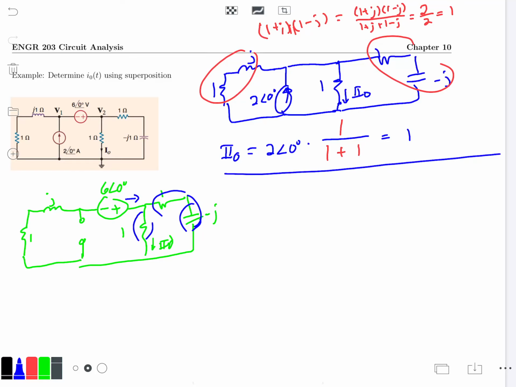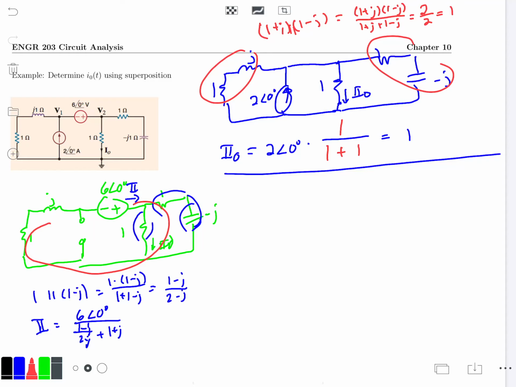So the first thing I'm going to do is, if I combine those together, so 1 in parallel with 1 minus j is 1 times 1 minus j over 1 plus 1 minus j, which is going to be 1 minus j over 2 minus j. And then I can find the total current up here. I'll call that I. It's the voltage divided by the total impedance. So I'd have 1 minus j over 2 minus j, and then add on the 1 plus j from going around the loop here. And then once I find the total I, my I0 is going to be that total I, 6 angle 0 over 1 minus j over 2 minus j plus 1 plus j, times, again, now we're looking at just these two paths here, the impedance I'm not at over the sum of the impedances.